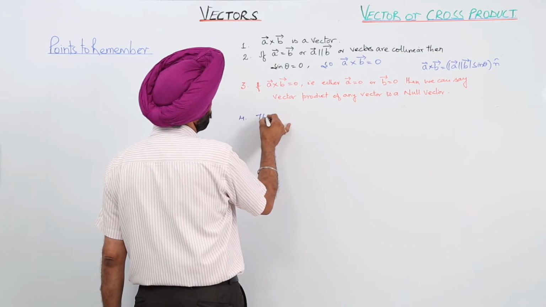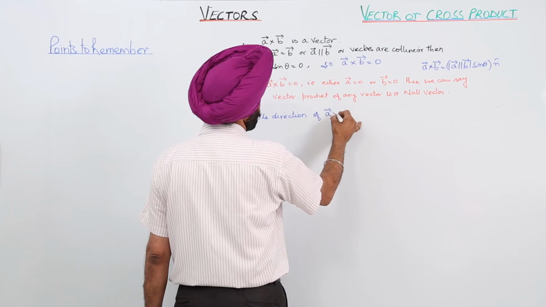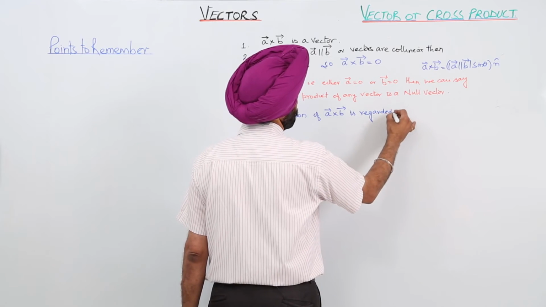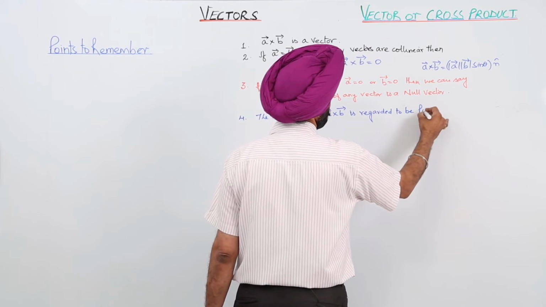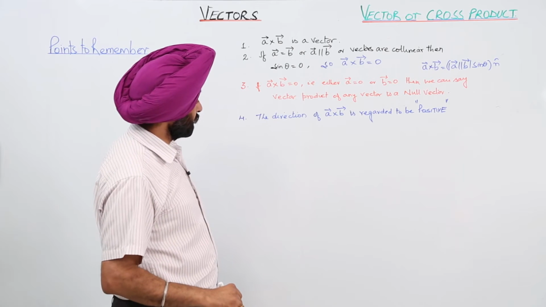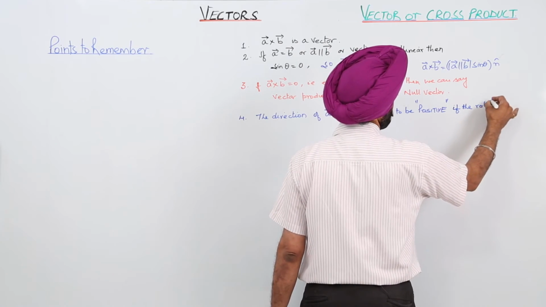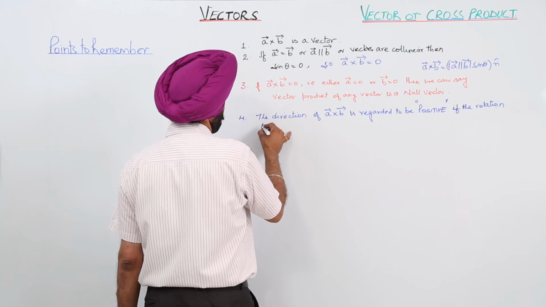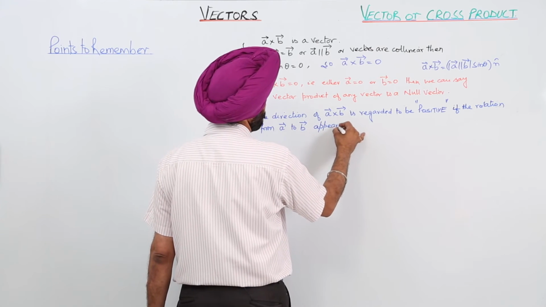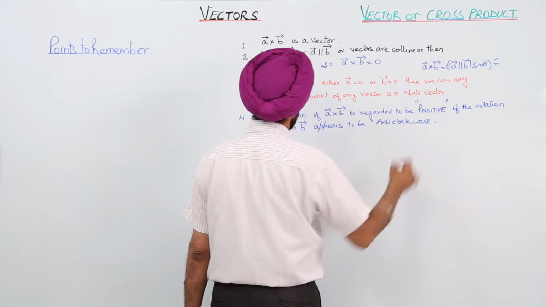Point number 4: the direction of vector A cross vector B is regarded to be positive, okay, I have written it in bold, if the rotation from vector A to vector B appears to be anti-clockwise.